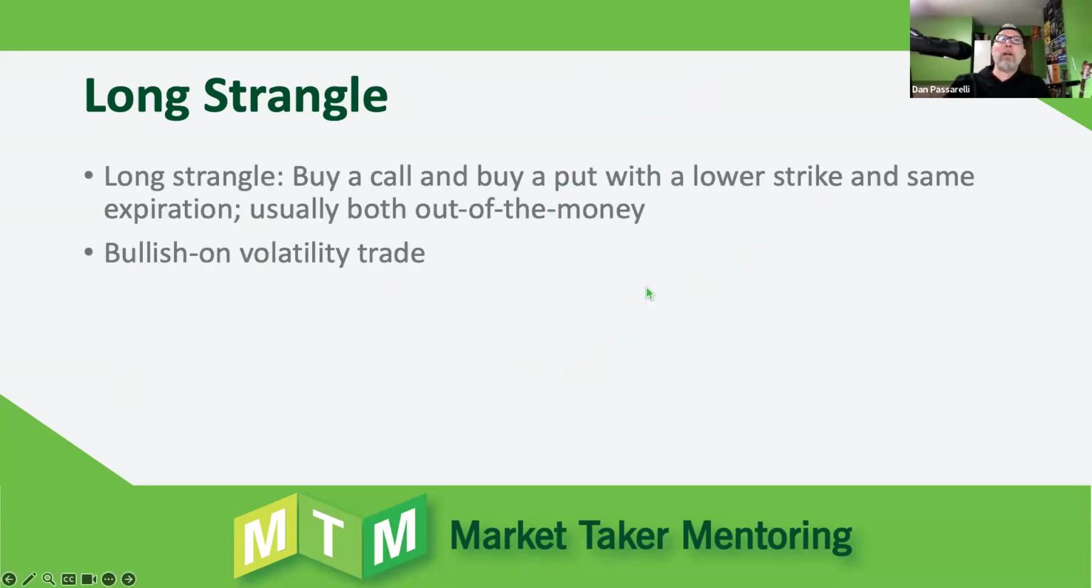Well, what about this thing we call a strangle? A strangle is when a trader buys a call and a put, but the put has a lower strike than the call, but same expiration. Usually both of them are out of the money. So higher strike call than where the stock is, lower strike put than where the stock is. There's also a bullish volatility trade, but it's just a little bit different.